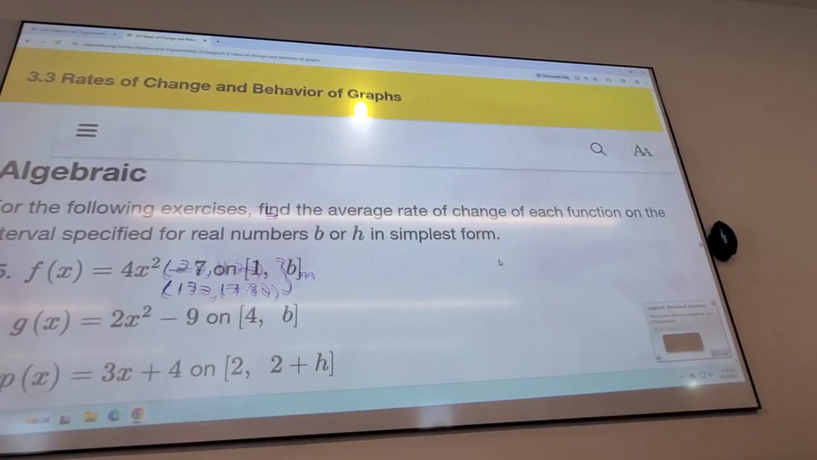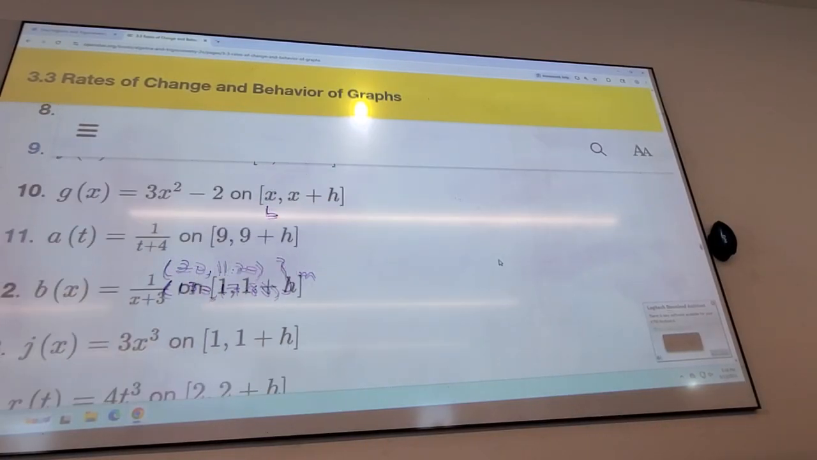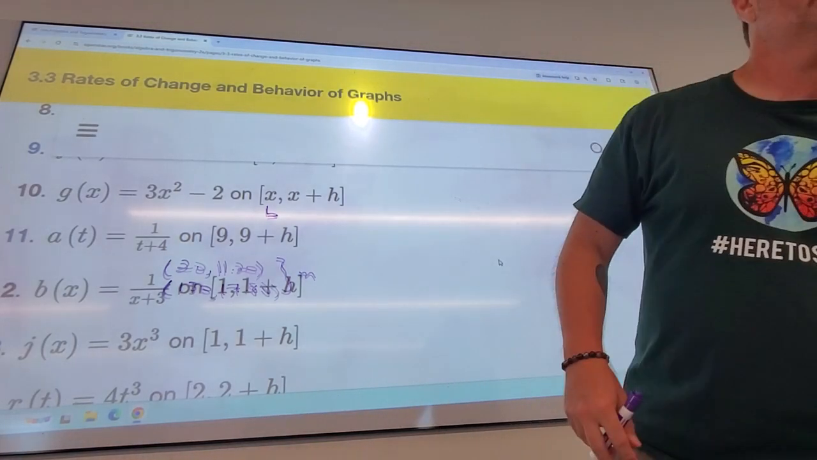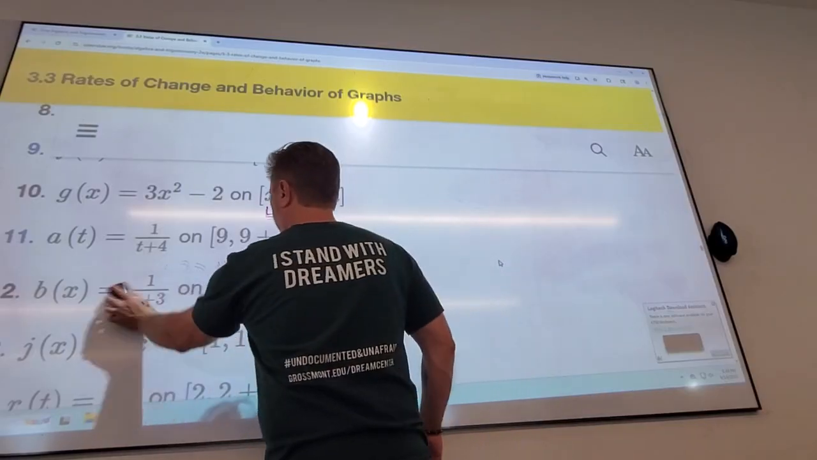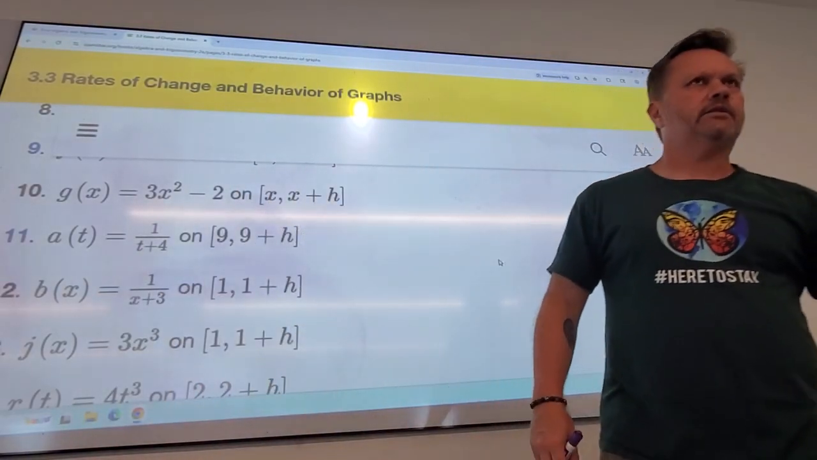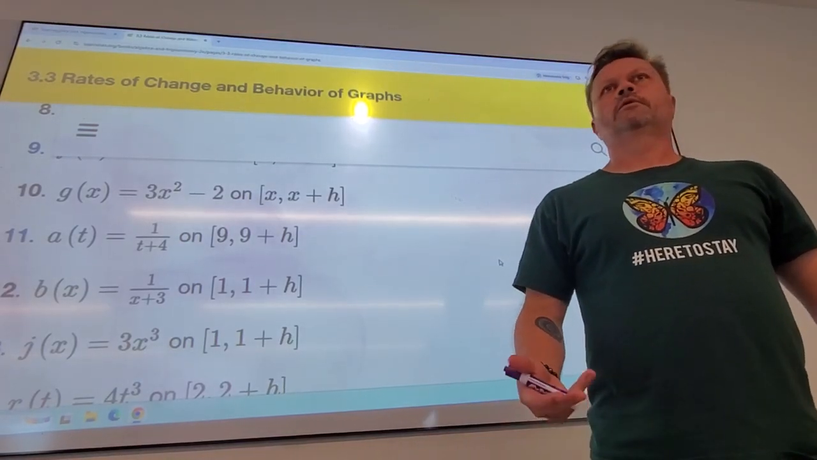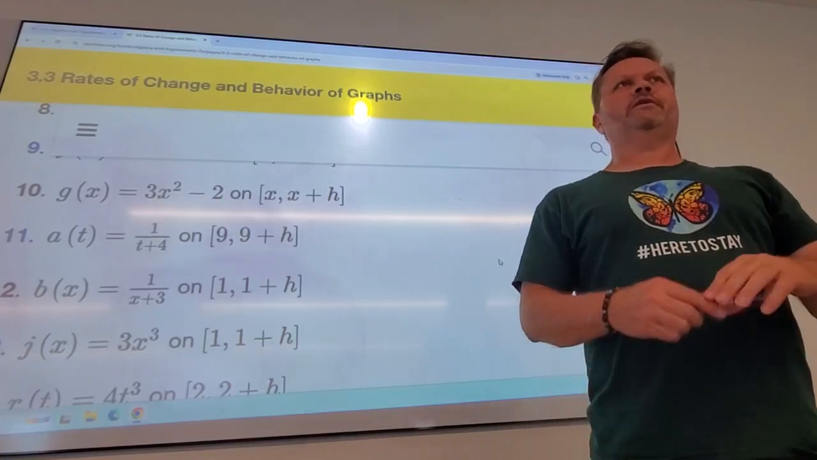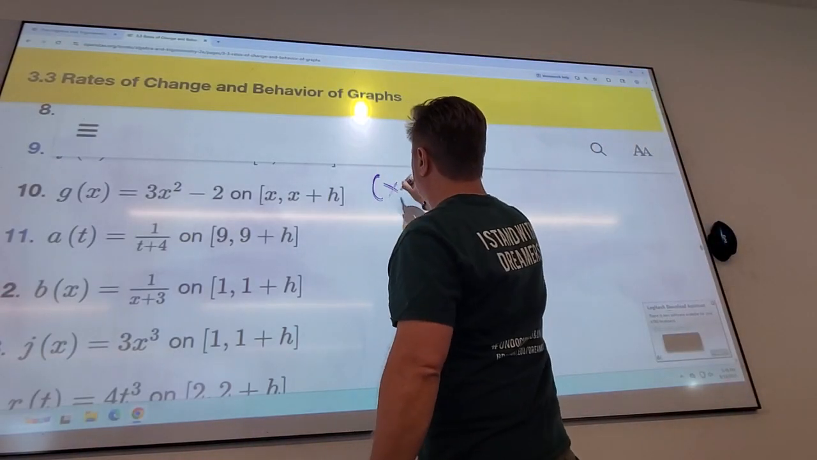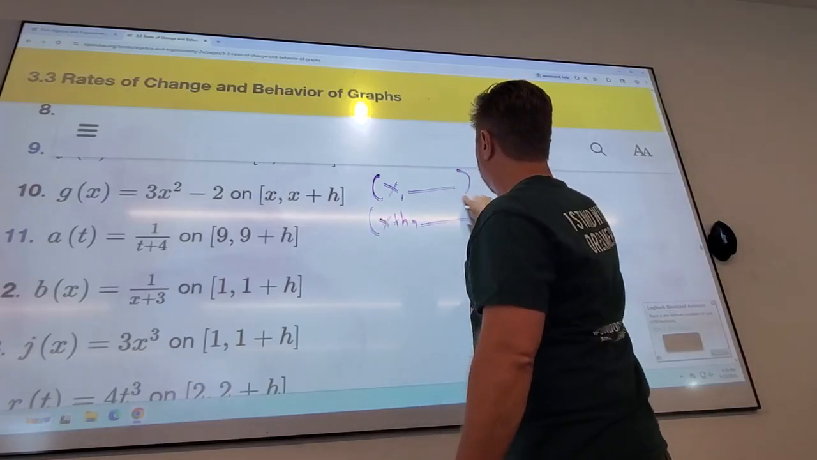What is it asking? Find the average rate of change. Oh yeah, these are worse than I wanted them to be. That's okay. We'll all survive. All right. Let me erase this stuff. What's another name for average rate of change? Slope. Good. What do I need to be able to get the slope? 2 points. Great. Did they give me parts of points? Yes. So I have x, comma, who knows? And x plus h, comma, who knows?